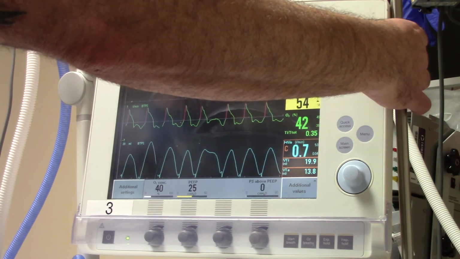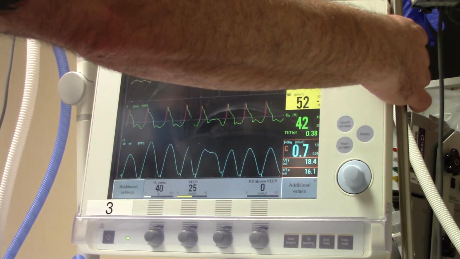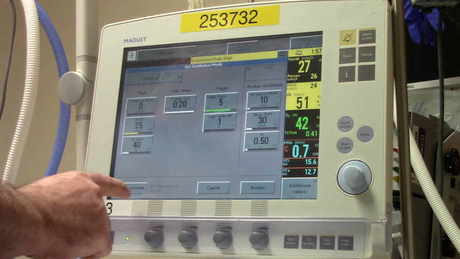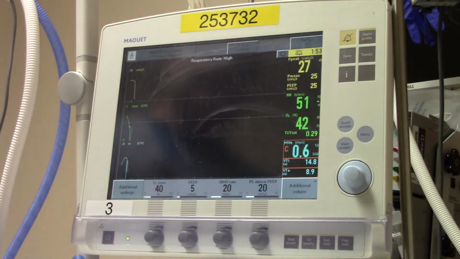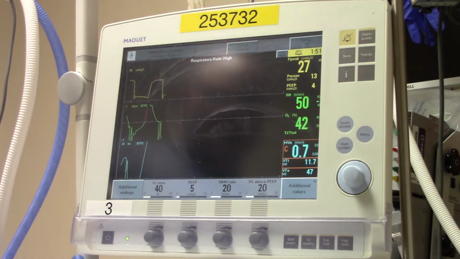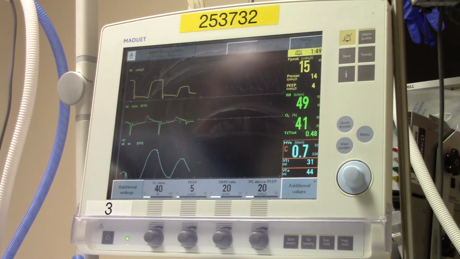So after up to 30 seconds, you're then going to switch him back to his previous mode by hitting previous mode and accept, and document the treatment in Compass.